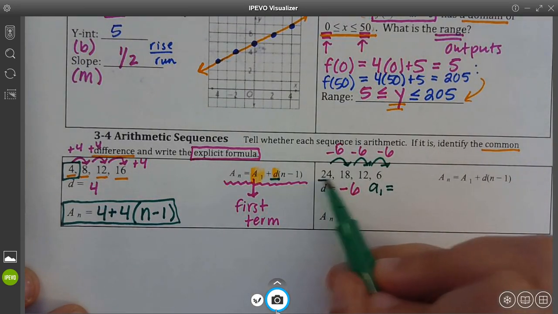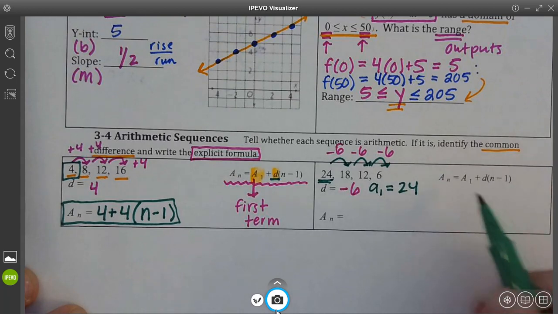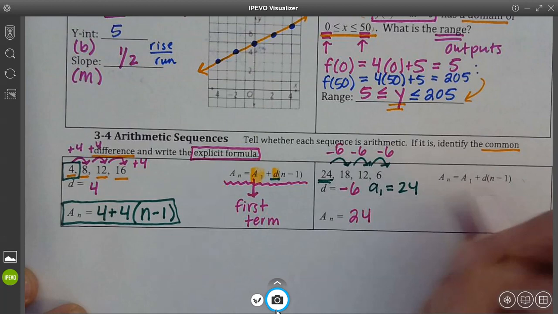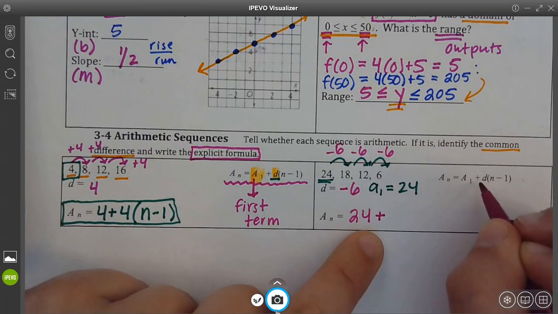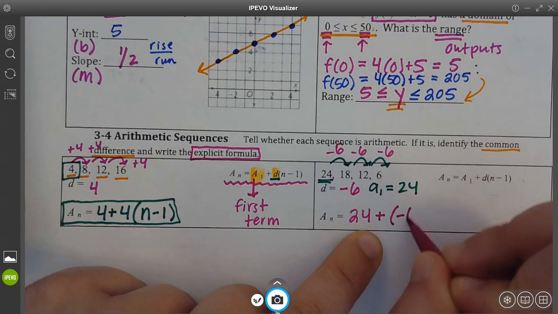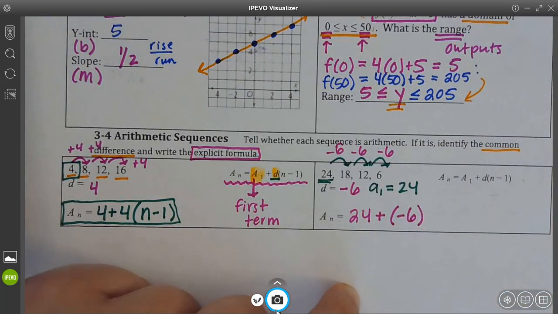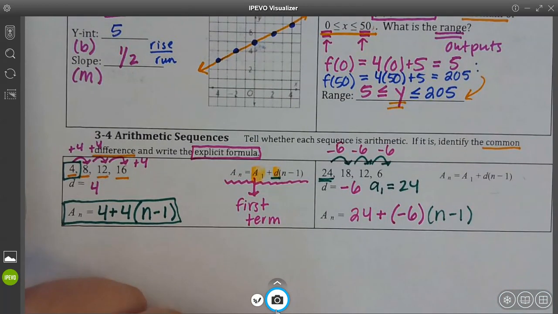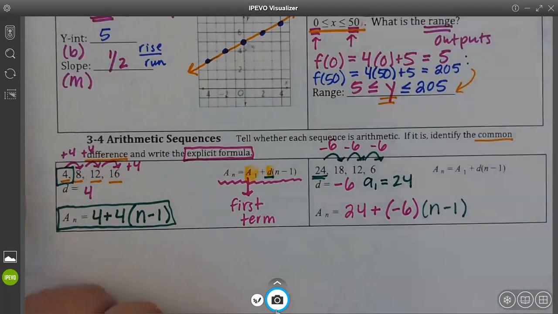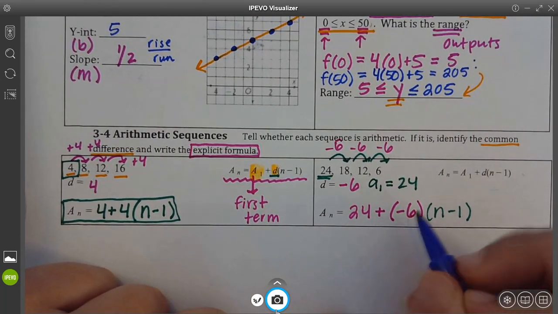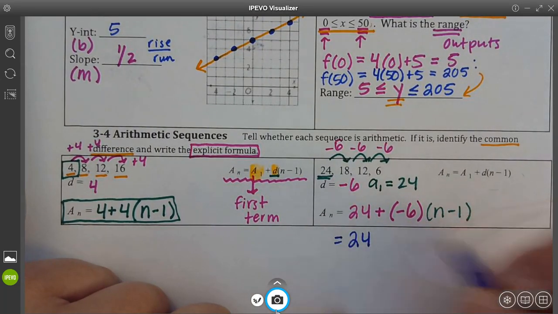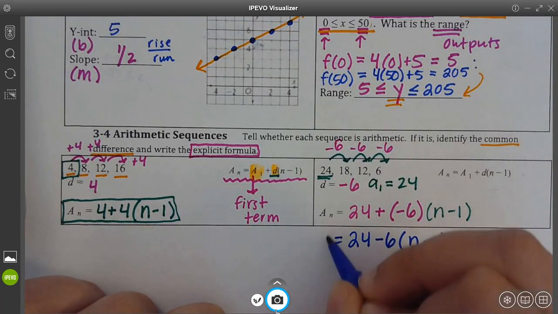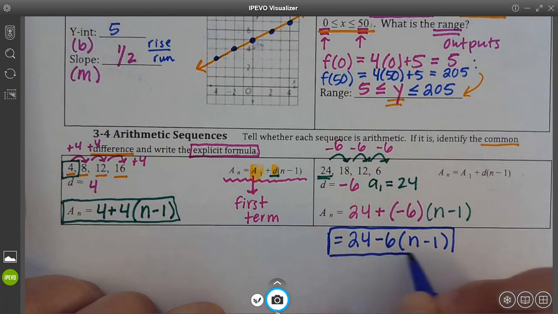A1, my first term, is 24. So when we write our explicit formula, we're going to have 24, and we're adding to that d, which is negative. So I'm going to put it in parentheses right now because negative numbers can get a little tricky. And then I'm just having n minus 1 at the end of my problem. I'm going to simplify this one more time because when I'm adding a negative number, that's just the same thing as subtracting. So I'm going to turn this into 24 minus 6 times n minus 1. And this is my explicit formula.